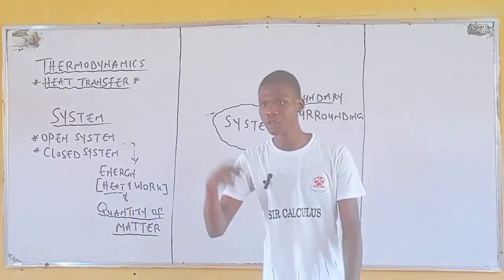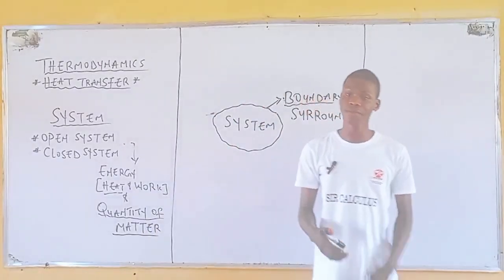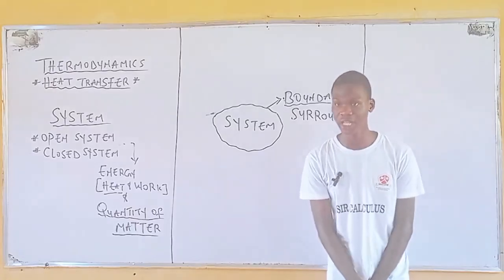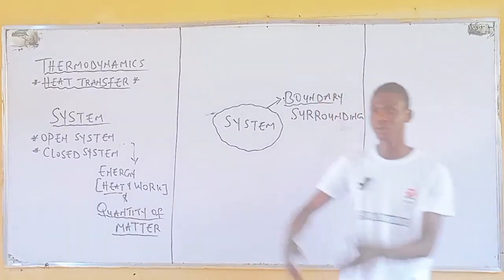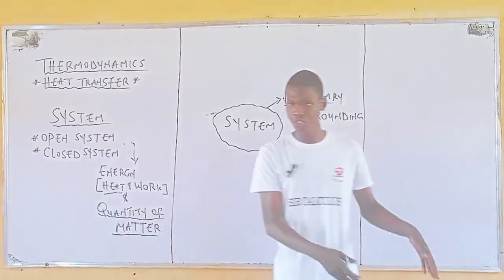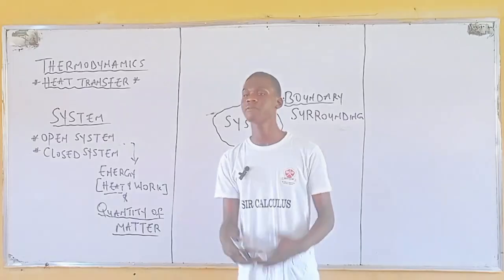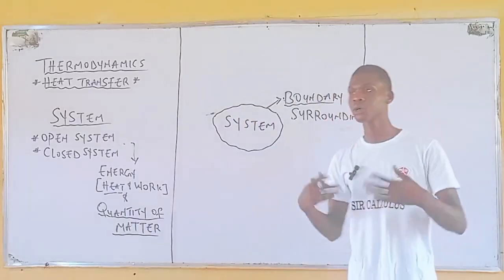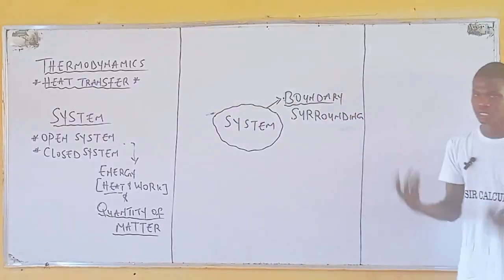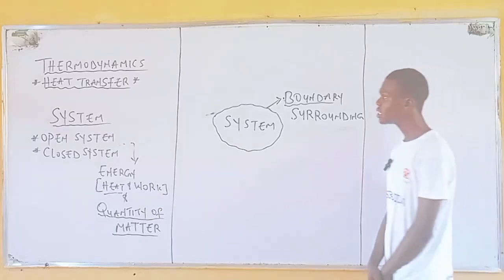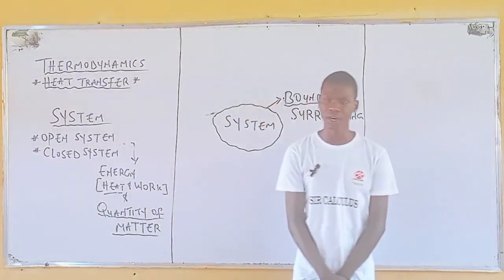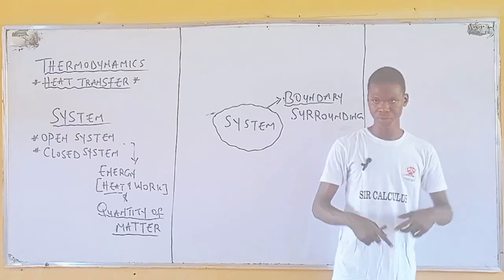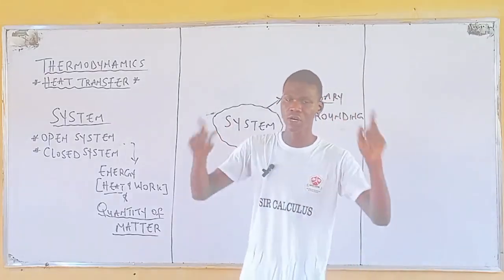So if that's the definition for heat, what then is the definition for heat transfer? Heat transfer is the transmission of energy from one region to another region by virtue of temperature difference, or you could say by change in temperature. Right? We said by definition, what is heat transfer? Heat transfer is a transmission of energy from one region to another region by virtue of temperature difference.